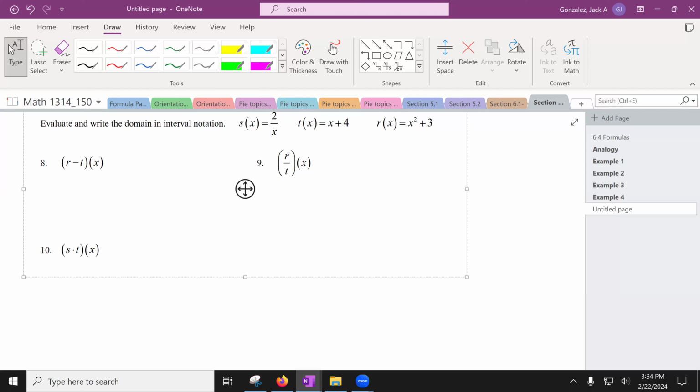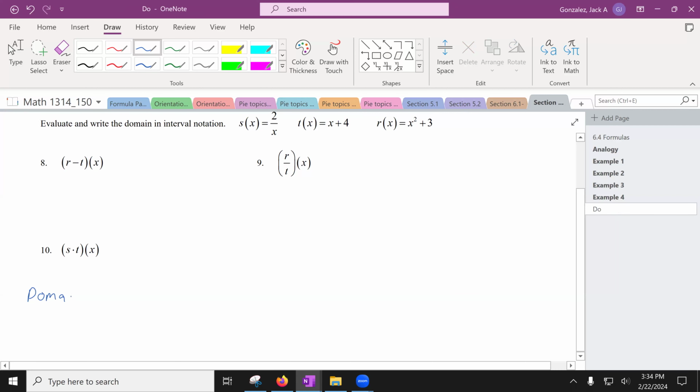So the domain for each one. It's like a real question, like whether it's possible. So it's going to be everything except 0. So remember we said to include everything below, all the way to 0, but don't include it. Then everything after 0.